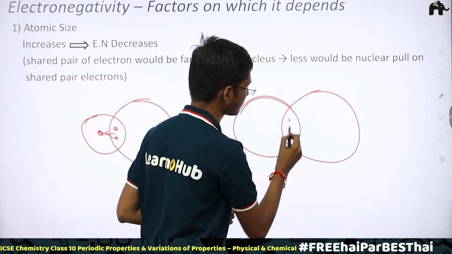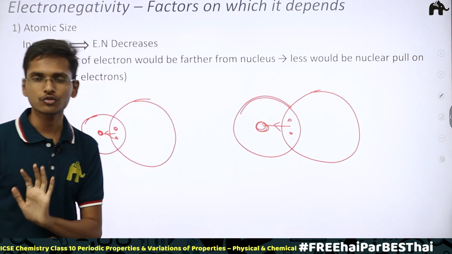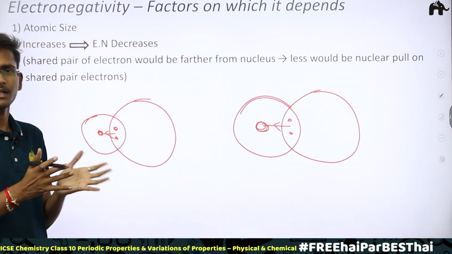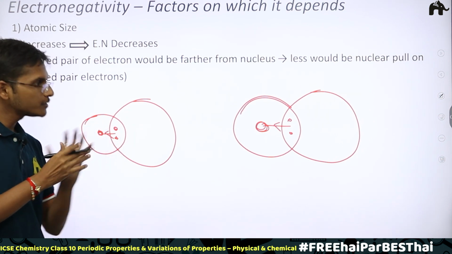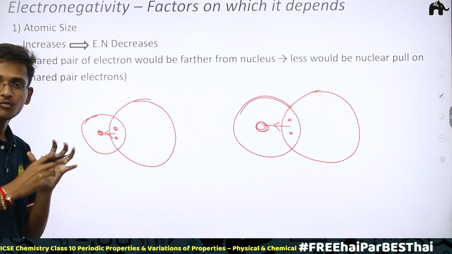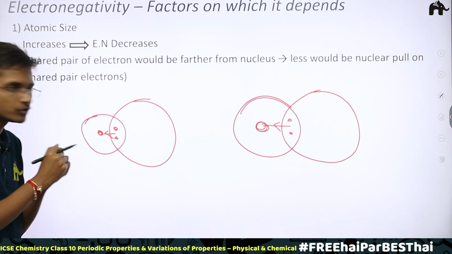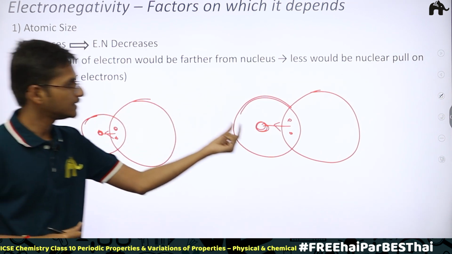These are the shared pair of electrons. Its nucleus is also pulling the shared pair of electrons with some attractive force. Till now the story is very simple and clear, but what you can observe here now is that since the shared pair of electrons are closer to this nucleus, they would be attracted more strongly by the nucleus in this case than this case.